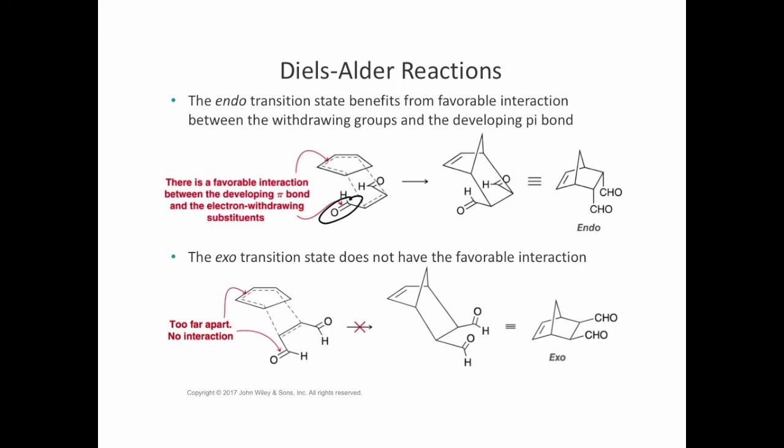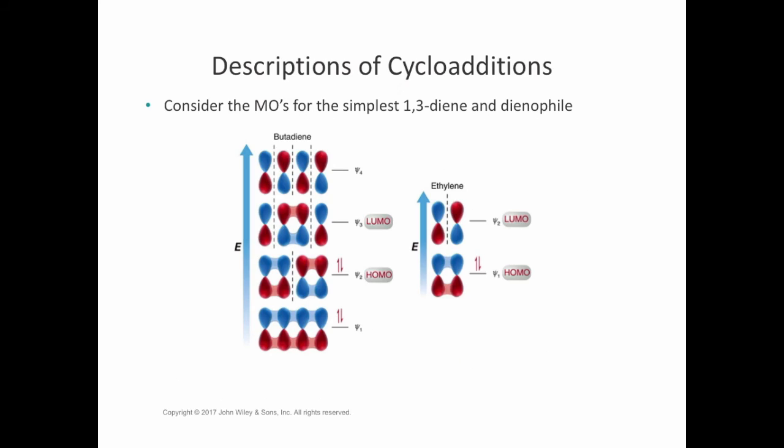But if you try to orient it the other way as shown here, that interaction, called secondary orbital interactions, can occur, and it's not as stable. I briefly mentioned the molecular orbitals for dienes, and here we have an example of butadiene and ethylene, the simplest combination of reactants to do a Diels Alder reaction.